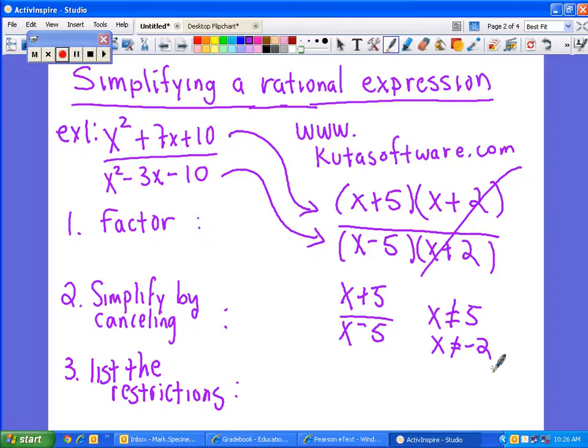So what if x were to equal negative 5? It doesn't matter. Negative 5 doesn't make the denominator equal 0. So the answer is x plus 5 over x minus 5, this is the simplified expression. But x cannot equal 5 and x cannot equal negative 2, because if you plug in those values for x, it's going to make the denominator equal to 0.